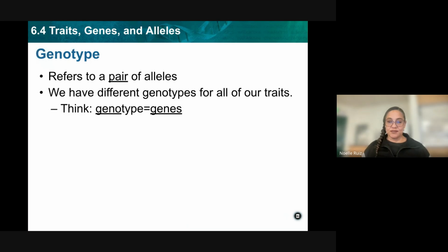Genotype, which is a similar word, but refers to a pair of alleles. So just talking about your genes inside of your cells. We have different genotypes for all of our traits. So we have a genotype for eye color, a genotype for hair color, a genotype for height, a genotype for skin color. And this chapter focuses on simple genes, one over the other.